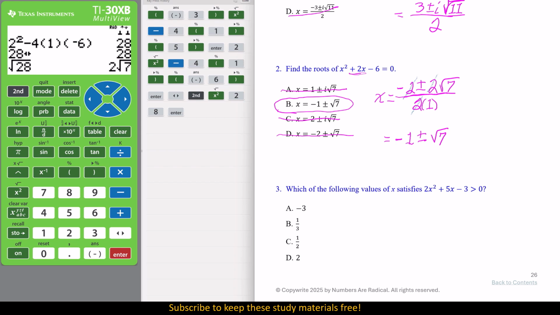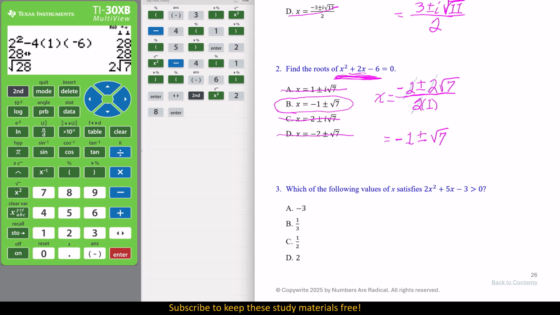Now, if you get stuck on one of these, you could try some decimal approximations, put this original equation into your table function and deal with that. Well, we didn't need to do that because we know the formula and it got there quickly. So we're good. However, we need to check number 3, which of the following values of x satisfies.